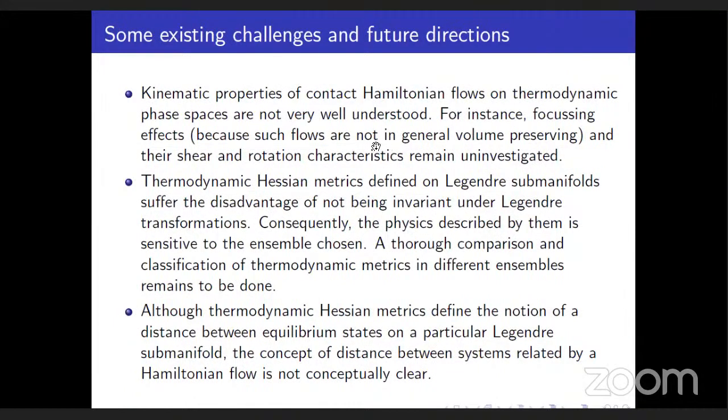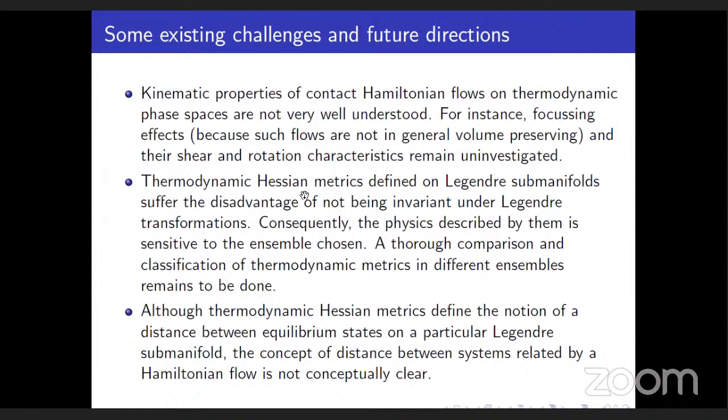I'll just end with some existing challenges. First, some kinematic properties. We did some Hamiltonian flows, but because these flows are not volume preserving, you can have focusing effects, you can have sources and sinks. So properties such as the existence of sources and sinks, their significance, and things like shear and rotation characteristics, the ones you look for when writing Raychaudhuri equations for geodesic flows, are worth investigating.